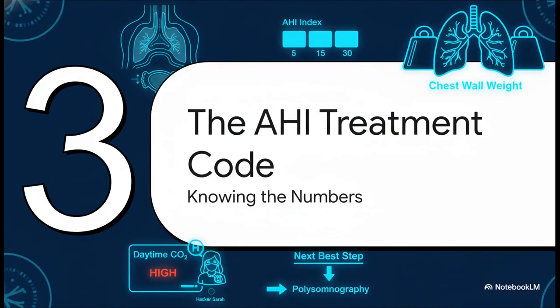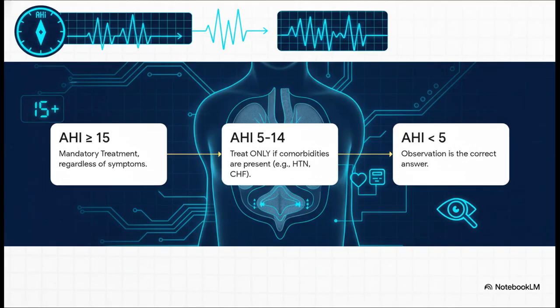All right, let's pivot to the second major board trap. This one is all about the numbers. It's about knowing exactly when treatment is mandatory based on one specific index. Meet your AHI compass. That's the Apnea-Hypopnea Index. And these numbers, they are absolutely non-negotiable on the exam. An AHI of 15 or higher means you treat, period. Mandatory treatment, doesn't matter what the symptoms are.